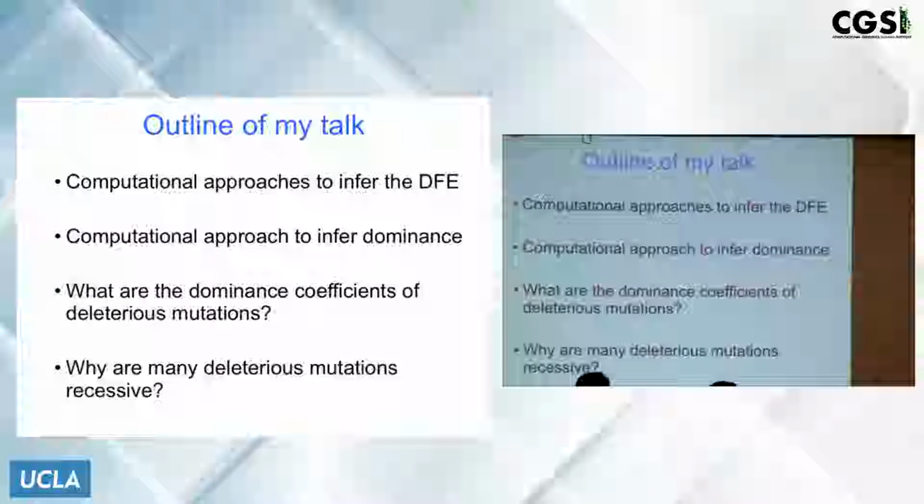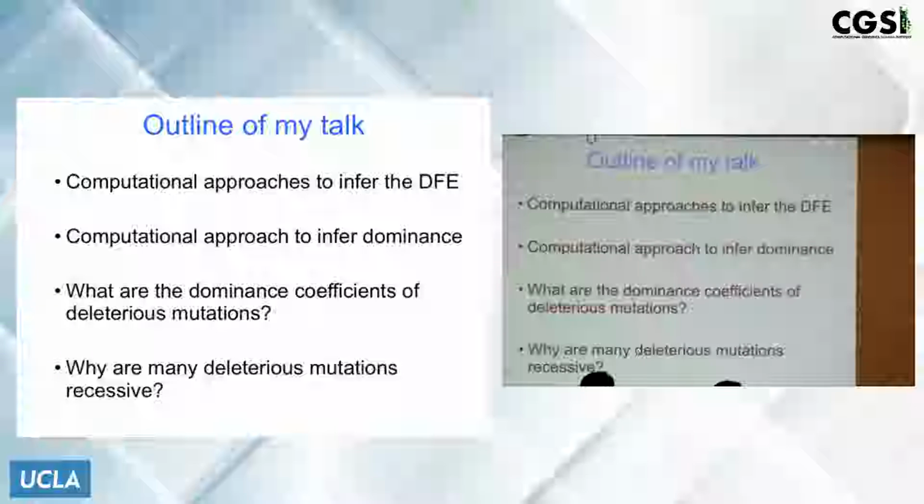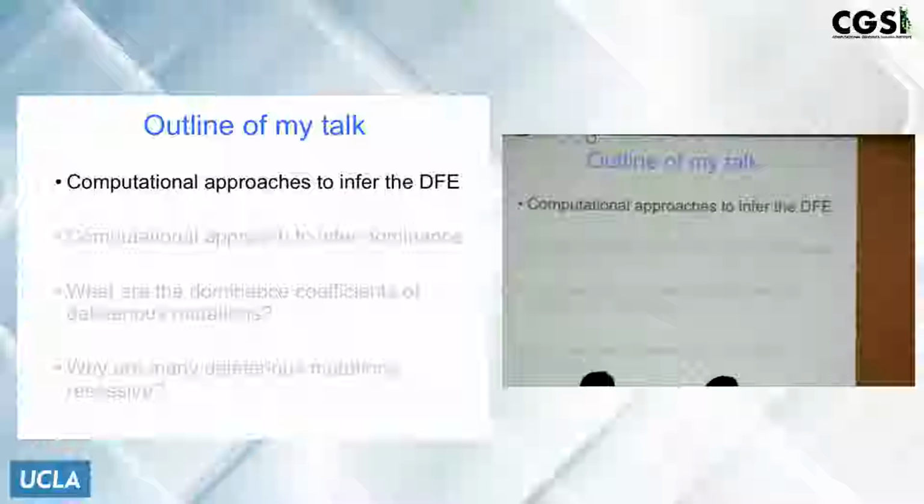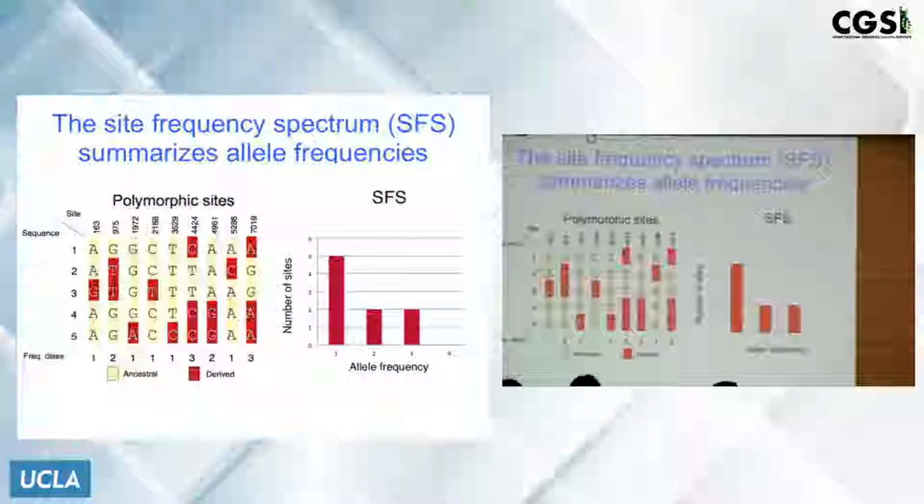So in my talk today, I'm going to tell you about first some computational approaches to infer the distribution of fitness effects, then how we can extend those approaches to infer dominance coefficients at the same time. The last two points move into results about application of this approach to data. And then lastly, if time permitting, I'll tell you about our new model for understanding why, not to give away too much of the punchline, deleterious mutations may tend to be recessive. So let's start with how we can infer a distribution of fitness effects from natural population data, and some of the tools that others and we have developed to look at this.